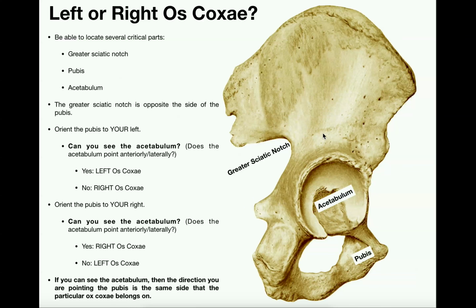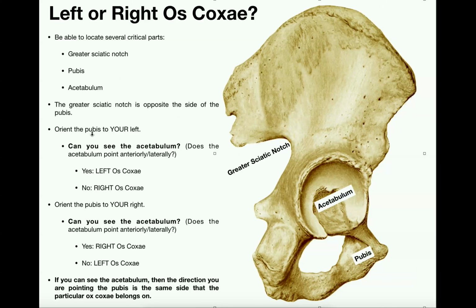And then the acetabulum, which is this very large rounded out region where the head of the femur sits in there to form the hip joint. And so what you're going to do is one of two cases. Either you're going to have the pubis oriented toward the left, or you're going to have the pubis oriented toward the right. And either way, you're going to ask yourself these questions.